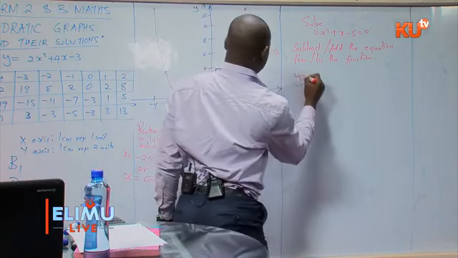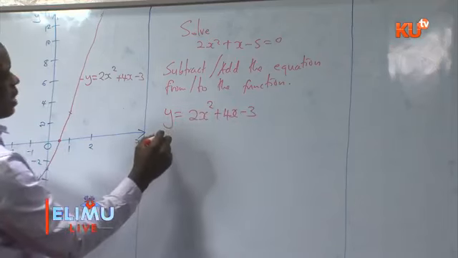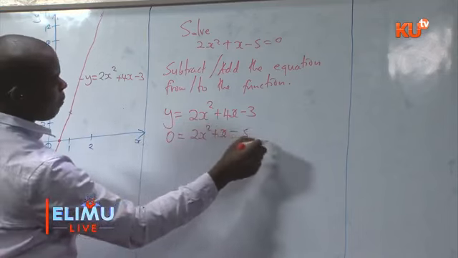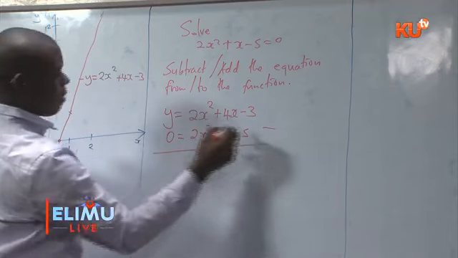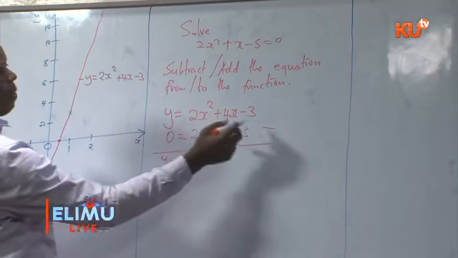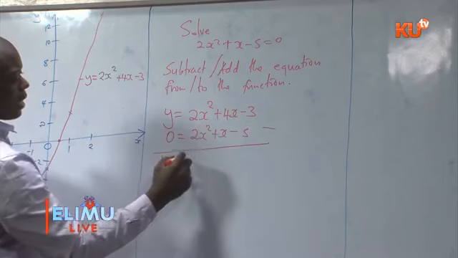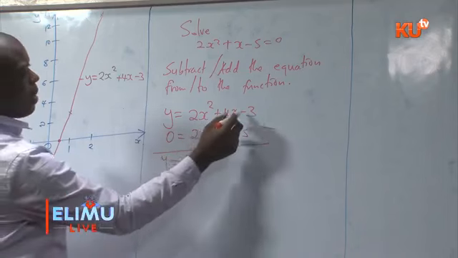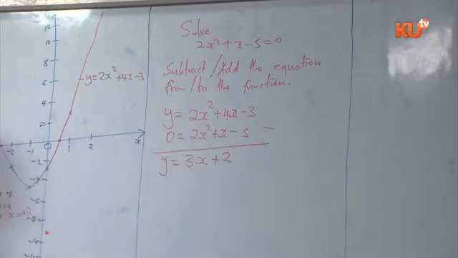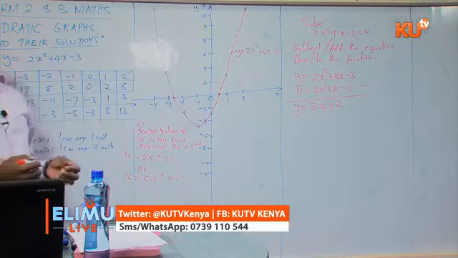So here what we shall write is y is equal to 2x squared plus 4x minus 3, and then 0 is equal to 2x squared plus x minus 5. So we subtract this. Y minus 0 is y. 2x squared minus 2x squared is 0. 4x minus x gives us 3x. Then minus 3 minus 5 gives us plus 2. So the equation now is y is equal to 3x plus 2.